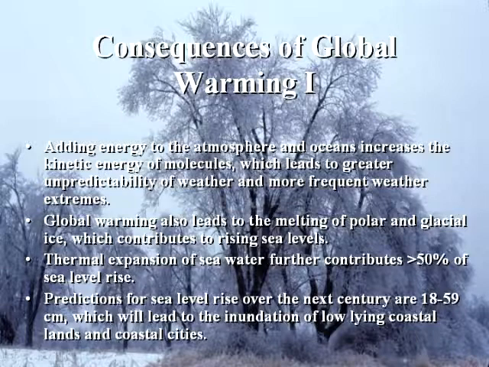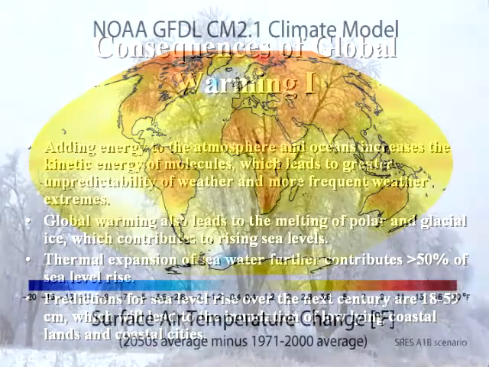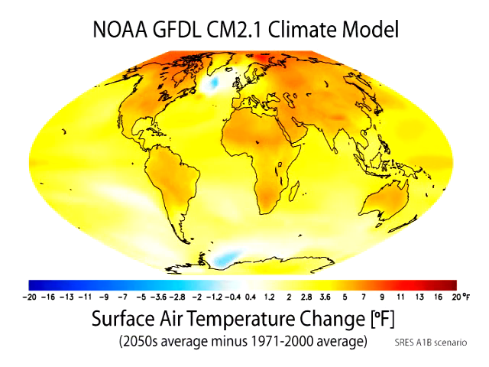And current predictions are that over the next century, we could see as much as a 59 centimeter increase in ocean levels, and that would lead to the inundation of many low-lying coastal areas and coastal cities. Here's a map of the Earth's surface that is generated by NOAA from one of their climate models that illustrates the change in temperature that's expected across the planet over the next 50 years.